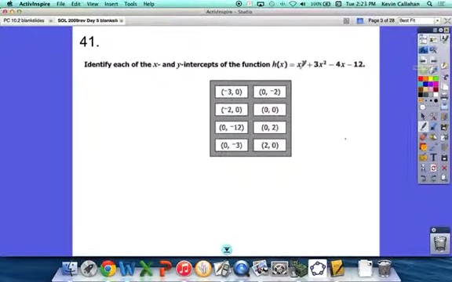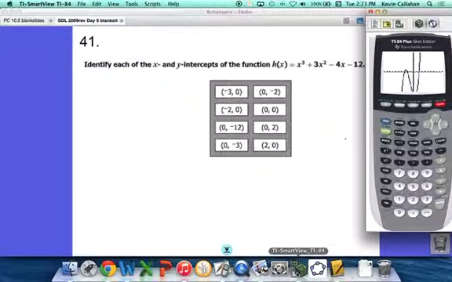So in order to find the x and y intercepts, you put it in the calculator. These are clearly the x intercepts, there, there, and there. And we look for them here because they should have zeros for y. So where are they? This one, this one, this one, and this one.